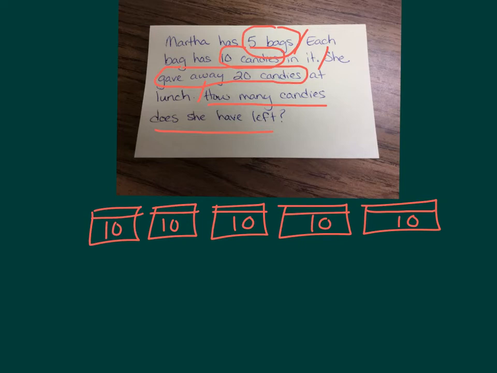Now that I have that visual, I can see clearly that this can be thought of as a multiplication problem. I have 5 groups of 10, which tells me I can write 5 times 10. From knowing my math facts, I know that the factors 5 and 10 give me a product of 50. So right away, I know that she started off with 50 candies. And I'm going to go ahead and label that candies.